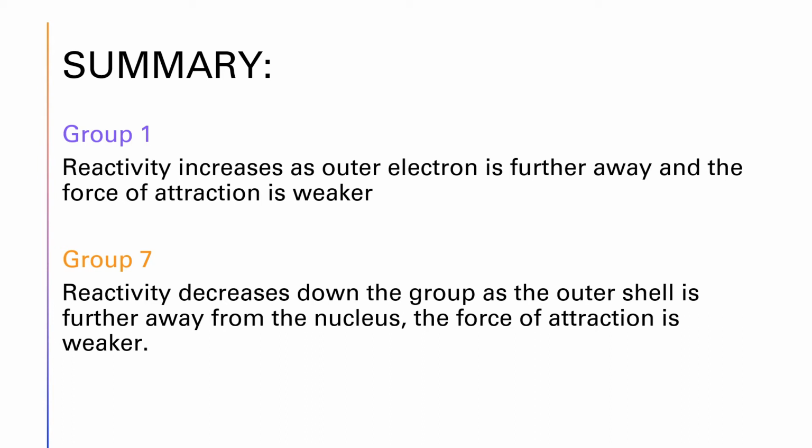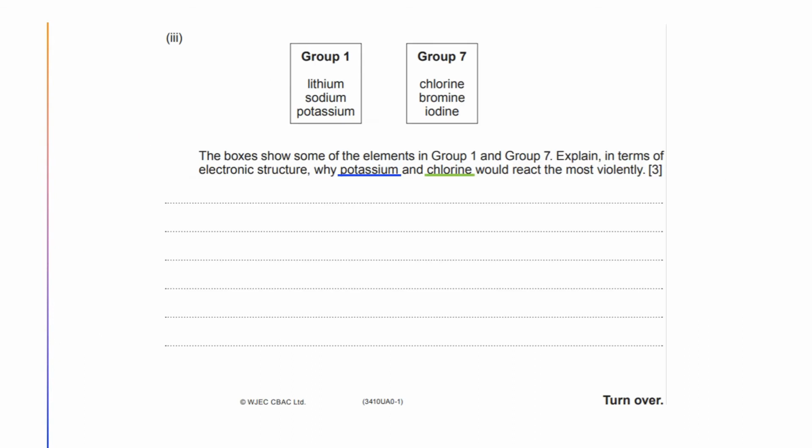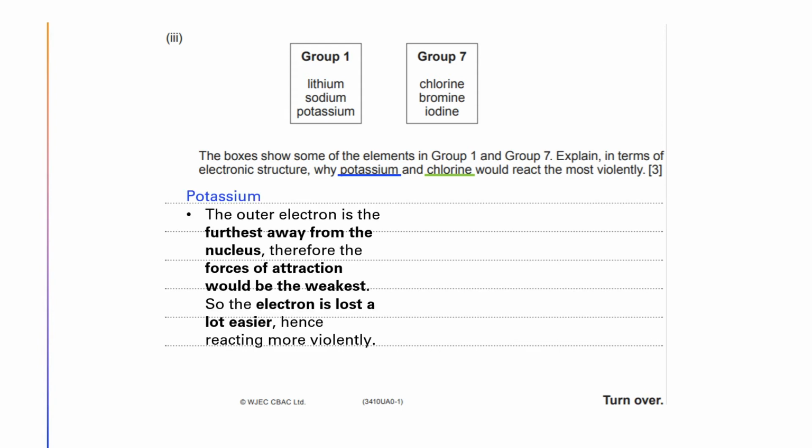So, an exam question. The boxes show some of the elements in group 1 and group 7. Explain, in terms of electronic structure, why potassium and chlorine would react the most violently. So, starting with potassium. Potassium is in group 1, and from the trend we've just learnt, reactivity increases down the group because the outer electron is lost the most easily. So, putting this into the exam question, the outer electron is the furthest away from the nucleus, therefore the forces of attraction would be the weakest. So the electron is lost a lot easier, hence reacting more violently.